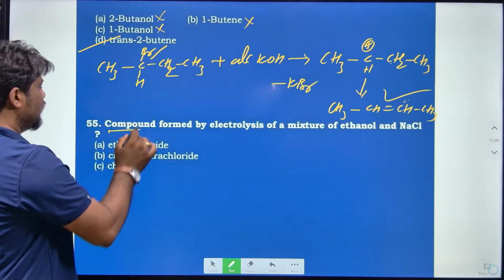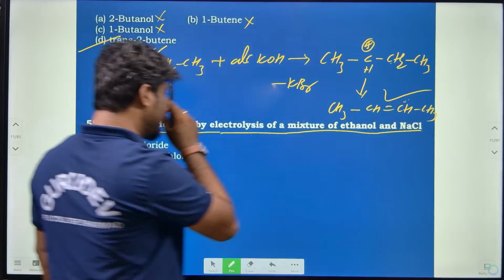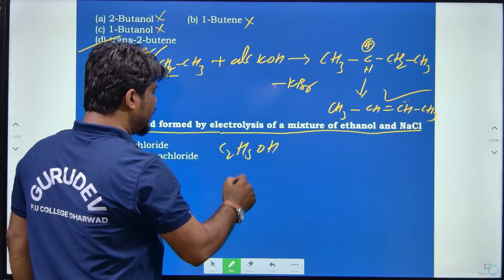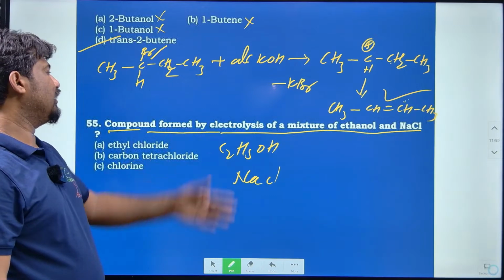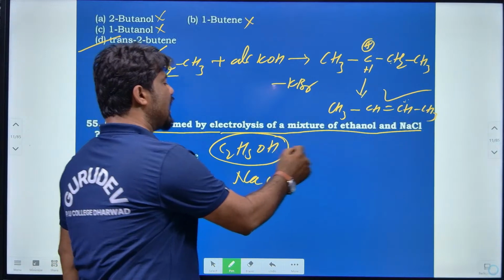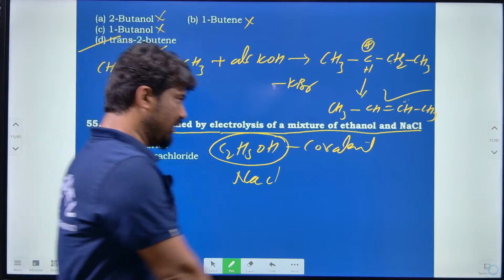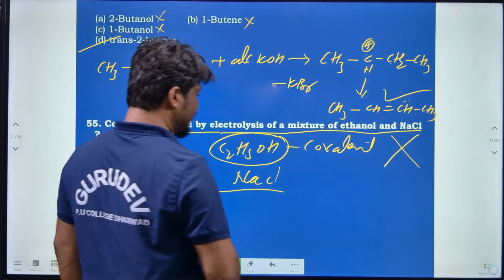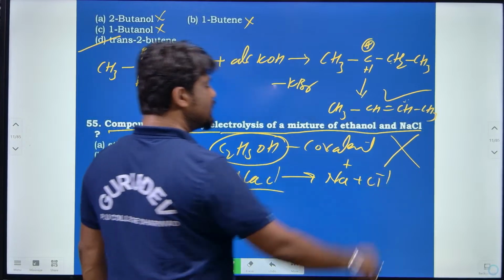Question number 55. Compound formed by electrolysis of a mixture of ethanol and NaCl. If you take ethanol, that is C2H5OH, and NaCl. Which compound is formed by the electrolysis? This ethanol is covalent in nature, that's the reason why it does not undergo electrolysis, whereas NaCl is an ionic molecule.